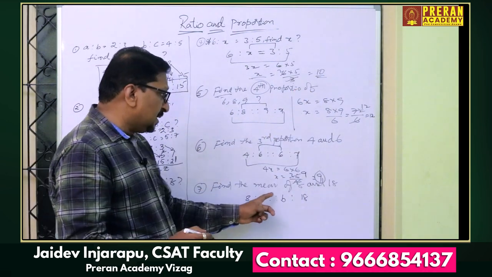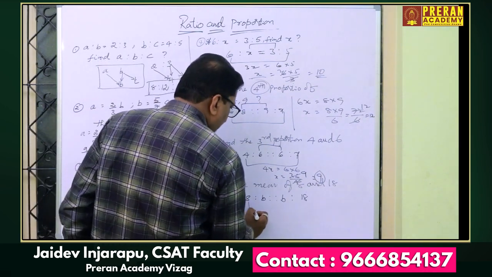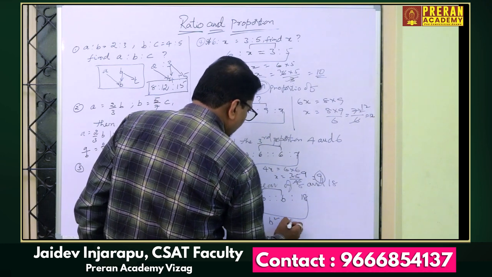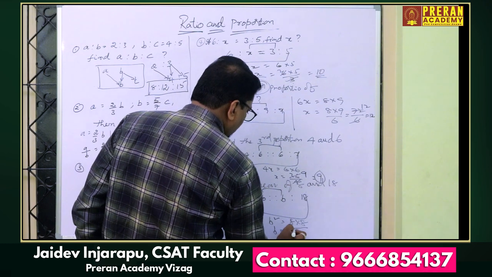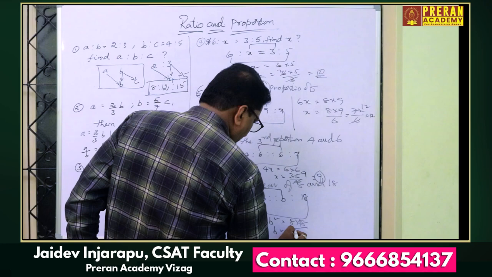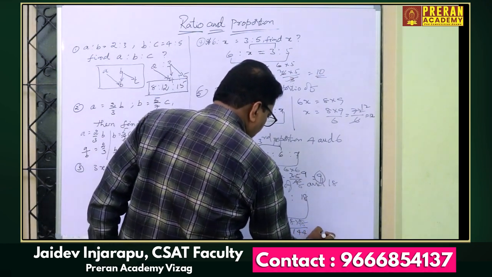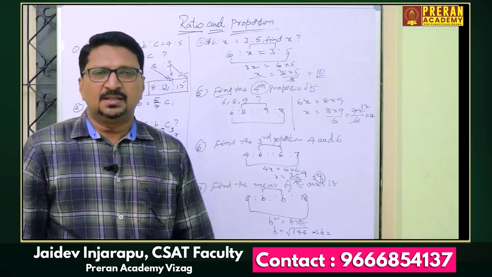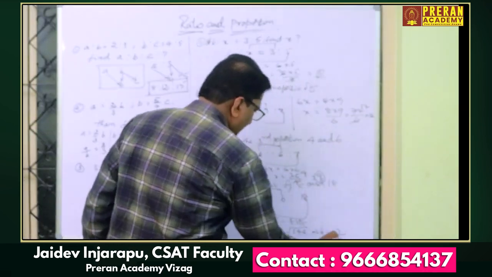Now find the mean. As we know pretty well, b square is equal to 8 into 18. So b is equal to under root 8 into 18. 8 into 18 means 144, right? So b is equal to the square root of 144, which is 12 square. So b equals 12.